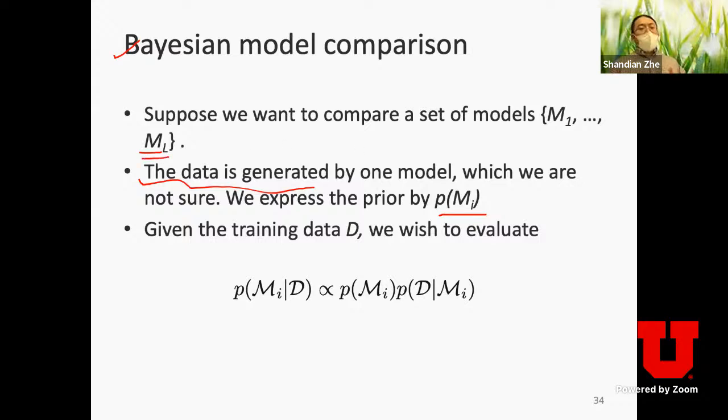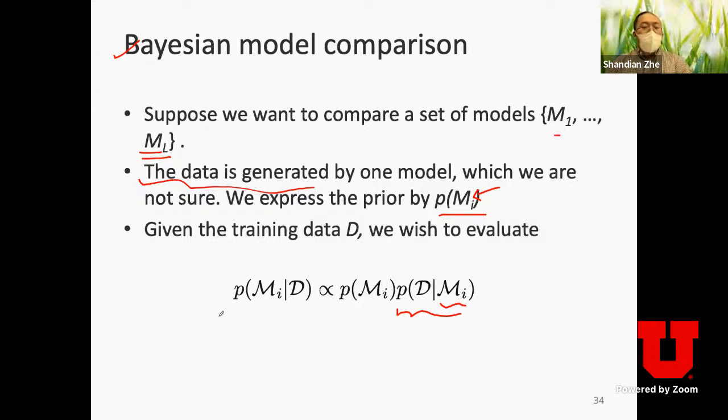And if you have a finite number of models, you can put a discrete or categorical distribution over those models. And then, given a particular model, naturally, we can evaluate the probability of the data generated by this model, which is called the likelihood. So you can see this is similar to what we have done for general Bayesian models, except that what we operate on is the models.